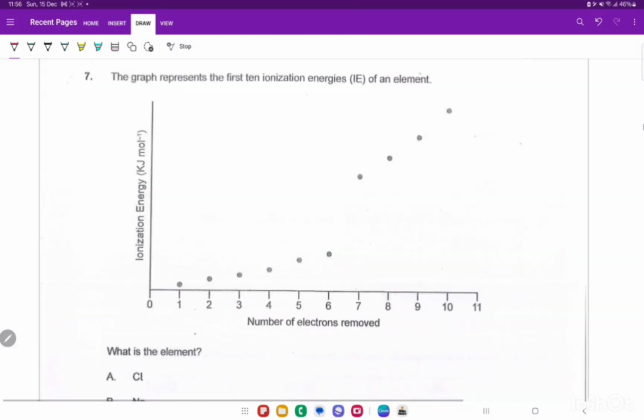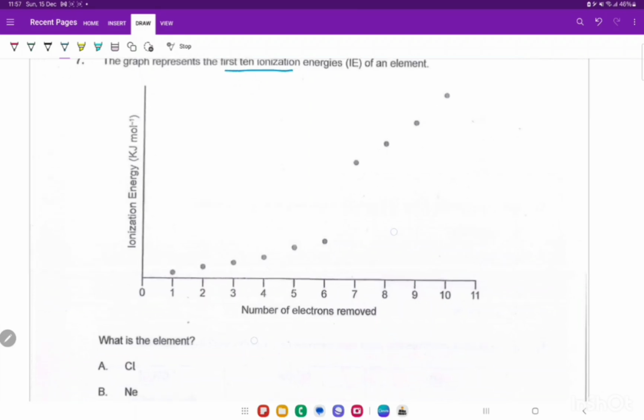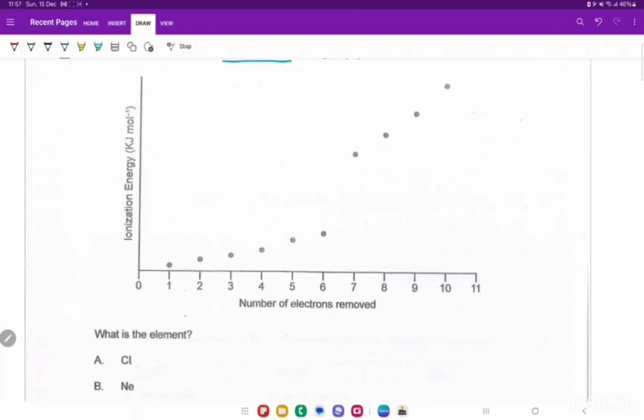Sixth question. First 10 ionization energies of an element. What is given to us? He has given us the first 10 ionization energies of an element, numbered 1, 2, 3, 4, 5, 6. This is the ionization energy. It is increasing, and then increasing again, with a rapid increase and then it increases further. This is the increase in the ionization energy.